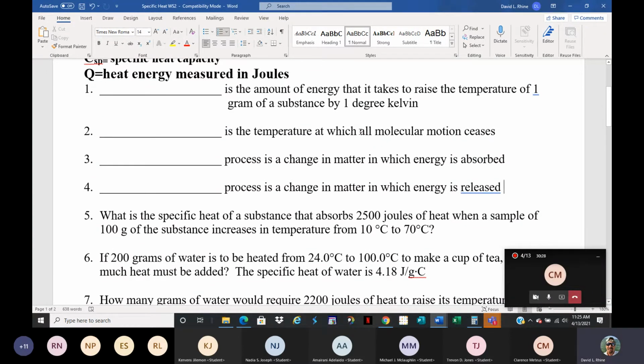What's the temperature, from section 1, at which all molecular motion ceases? What do we call that temperature? Come on, guys. I'm feeling like I'm a failure as a teacher. You just had a quiz on this. Gave you the first 2 letters. Absolutely. Okay.